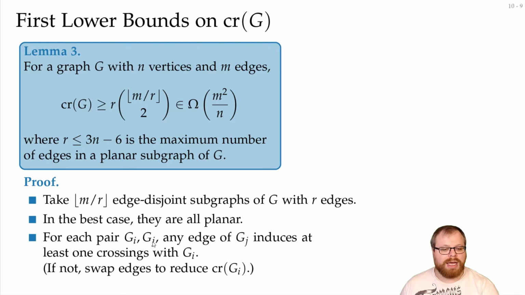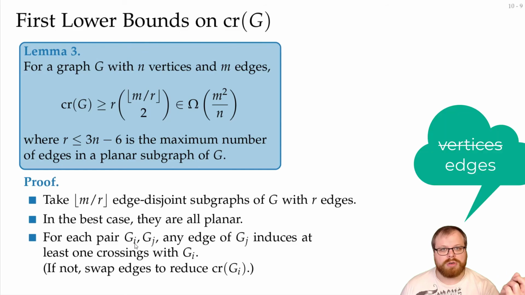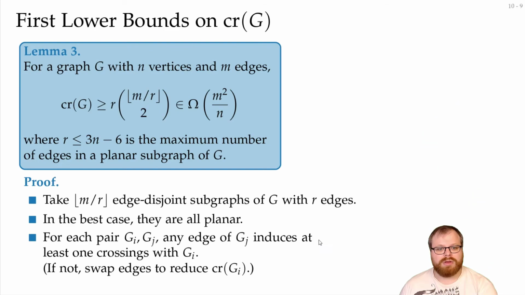Now pick any edge of a subgraph Gj and add it to another subgraph Gi. Then this is more than r edges, so there's more than 0 crossings. Now we do this for every edge of Gj. There are at least r of those. So each of those r edges of Gj introduces at least one crossing with at least one edge of Gi. So for any 2 subgraphs, we have at least r crossings. And how many pairs of subgraphs are there? Well, there are m over r subgraphs, so there are (m over r) choose 2 of those.